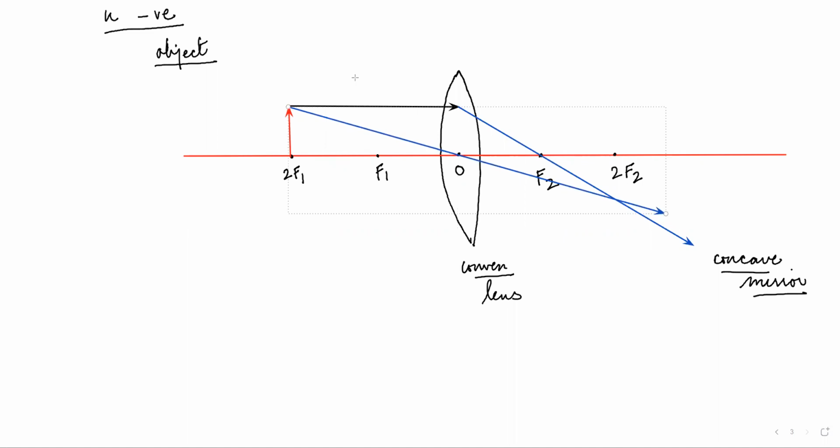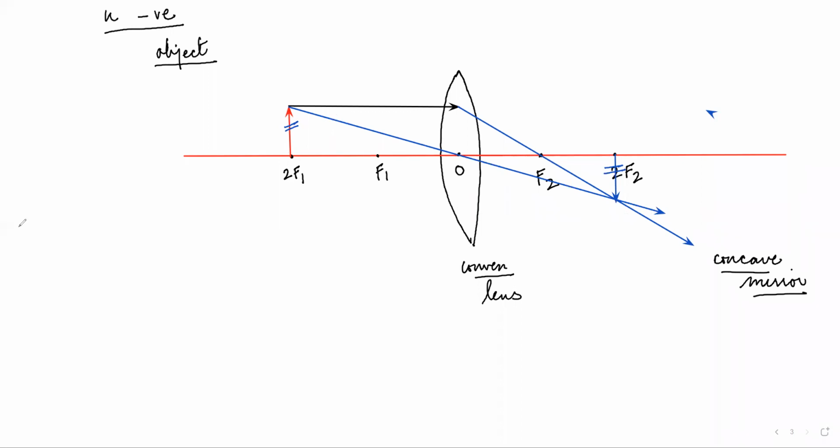Can you tell where is the image? See, first the object was at 2F1. The image is at 2F2, and the image is equal in size. Can you see that? It is equal in size, right? Beautiful. Let's go further.